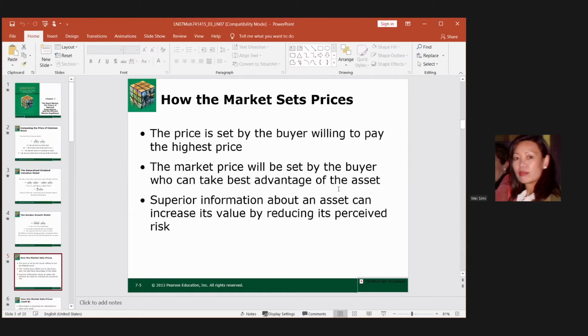Otherwise, they don't. They feel it's an outrageous price, and they won't buy. So that's why the price is set by the buyer who can take the best advantage of the asset. It means they have knowledge about this asset, so that's why they take action. So now knowledge becomes important, right? Now the next one, superior information. You have a lot of information, but only you have the best, superior information about an asset, which can increase its value by reducing its perceived risk.